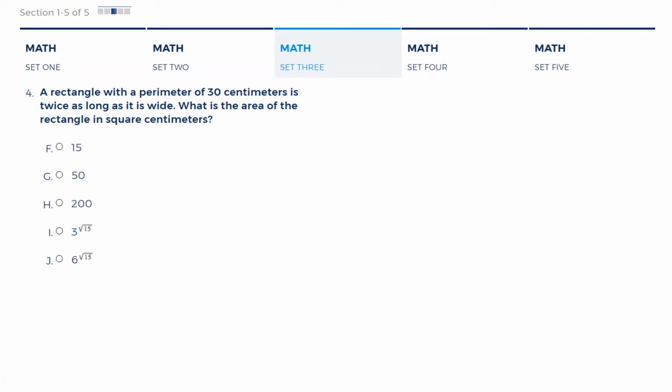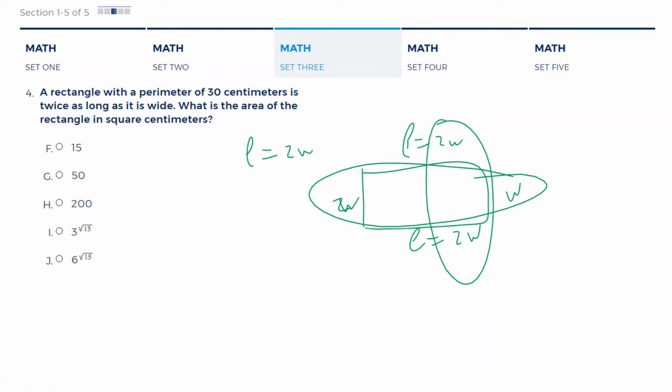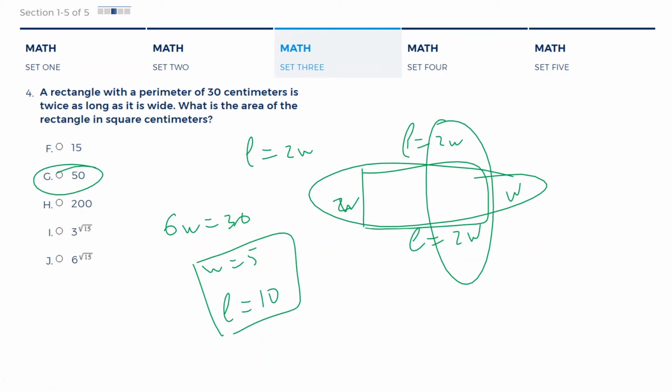A rectangle with a perimeter of 30 centimeters is twice as long as it is wide. Okay, so L is equal to 2W. So the perimeter is going to be equal to what? This is 2 lengths and 2 widths, but the length is equal to 2W. So we got 4W plus 2W, that's 6W is equal to 30. So our W is equal to 5. Our length is therefore equal to 10. The area is 50, 50, G.